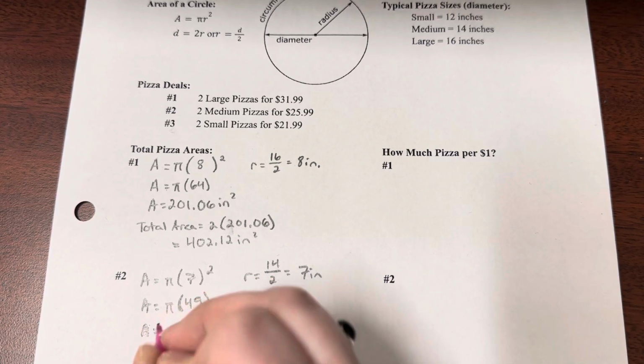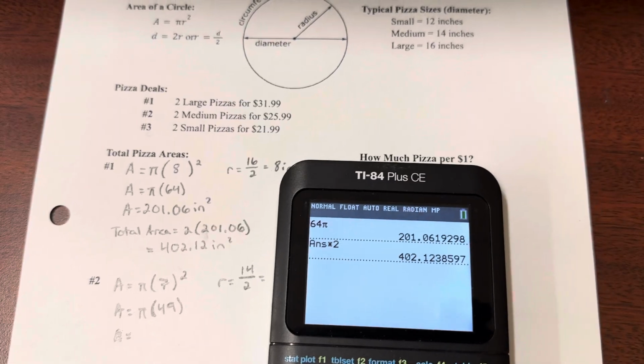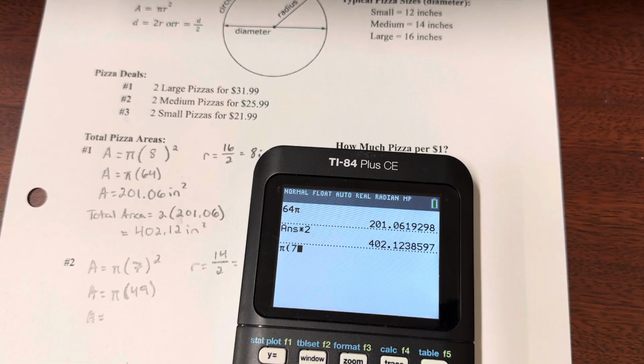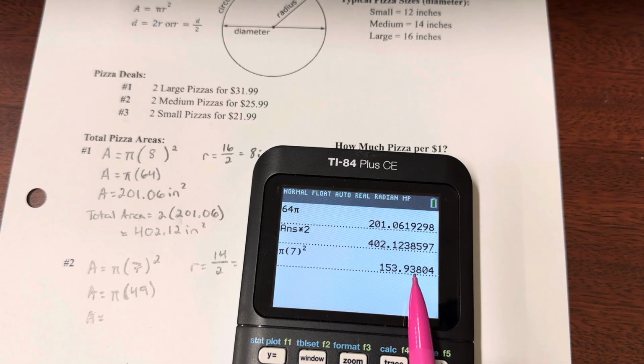Now for my area for 1 pizza, I'm going to go ahead and show you guys that other way to type it in. So I have pi times 7 squared. Make sure that your squared is actually in the exponent spot. You're not multiplying by 2, you are squaring it. So that gives me 153 point about 94.